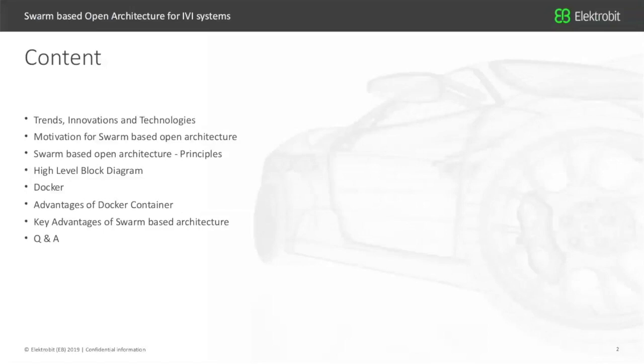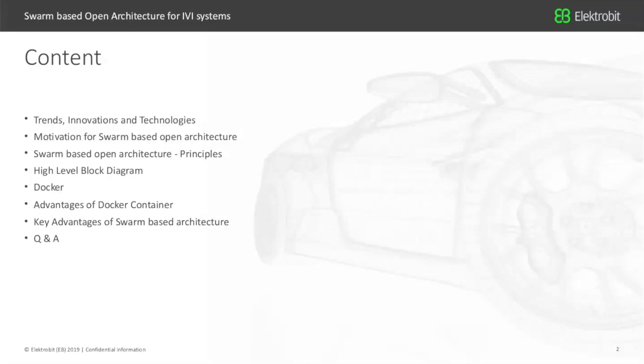Then I will cover the principles on which this swarm-based open architecture is based and a high-level block diagram of this. Then I'll cover Docker and the advantages of Docker containers, because this is the crux of the whole architecture. At the heart of this architecture lies Docker, what benefit it brings to this architecture, and how we can realize this architecture with Docker and Docker containers. And the last slide would be the key advantages of swarm-based architecture, followed by the question and answer session.